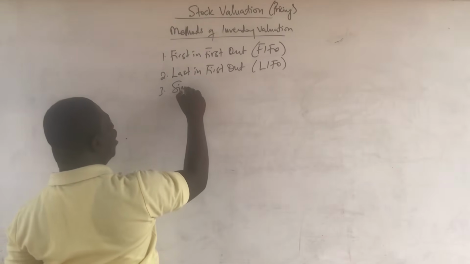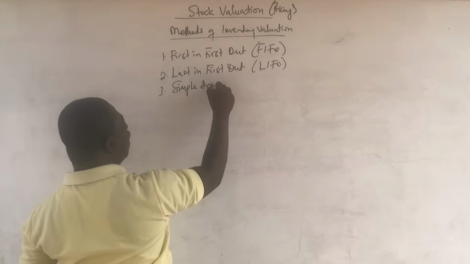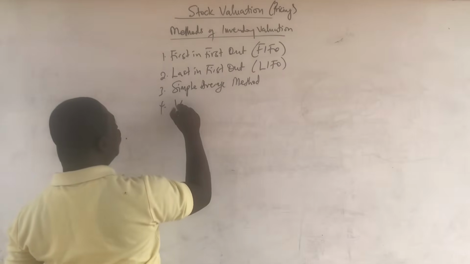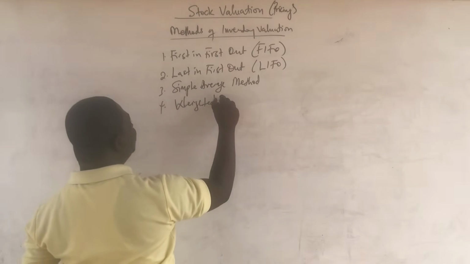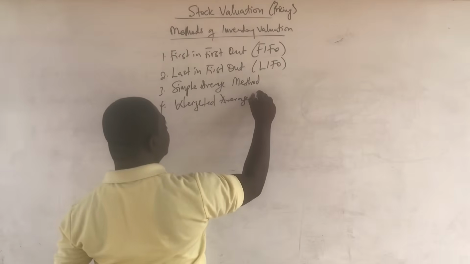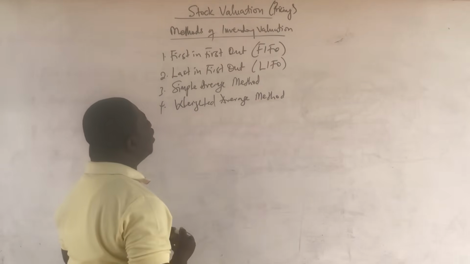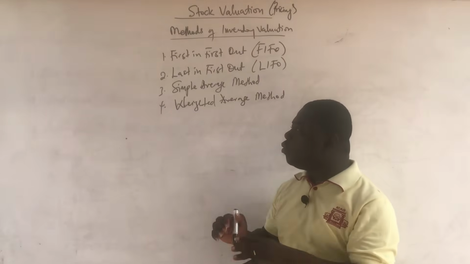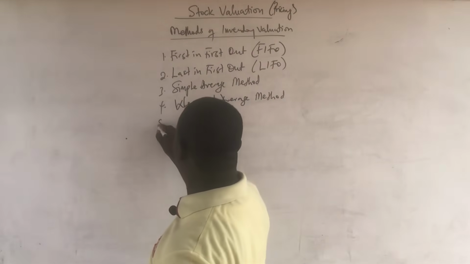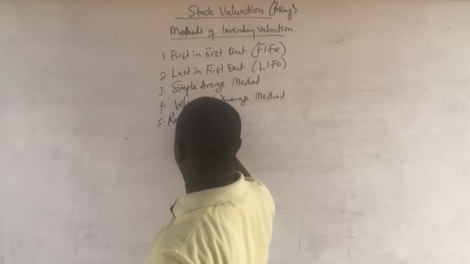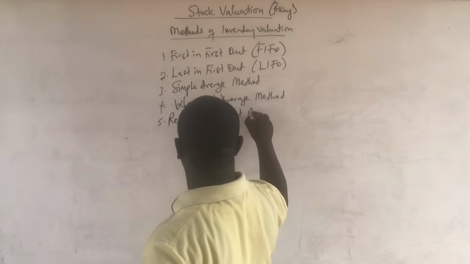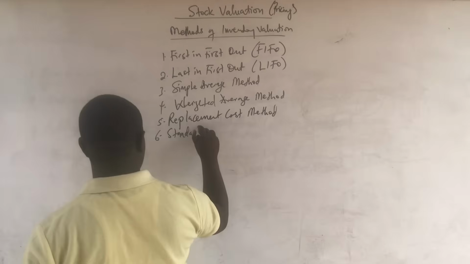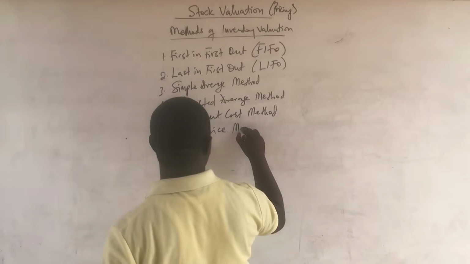And then we have the simple average method, and then the weighted average method. So we have two different types of average methods. These four are the most popular ones. Of course, we have so many other ones. We have the replacement cost method. We can also have what we call the standard price method. It can go on and on.